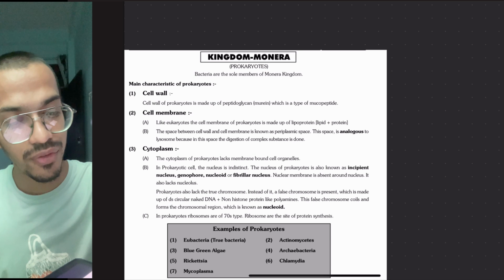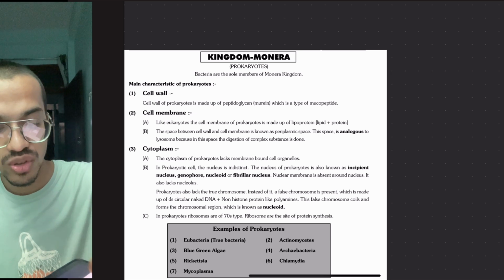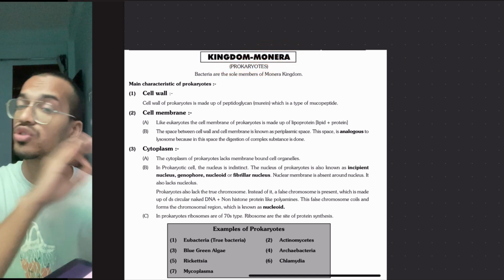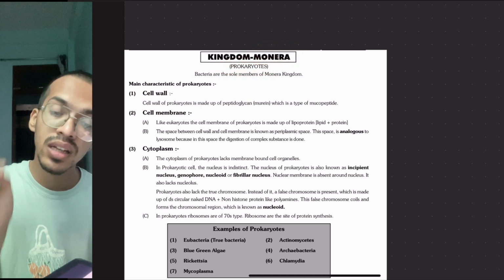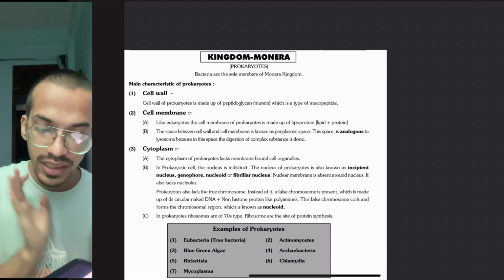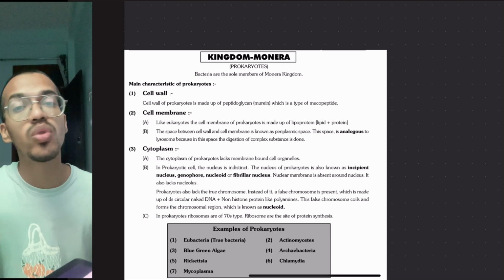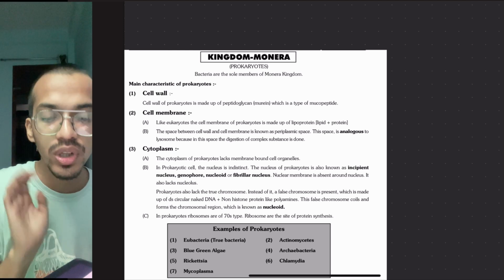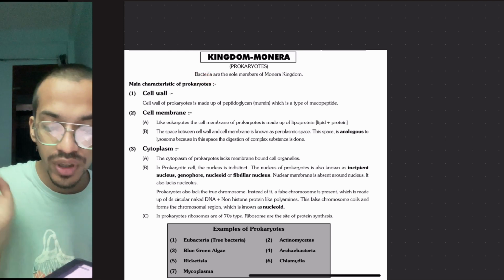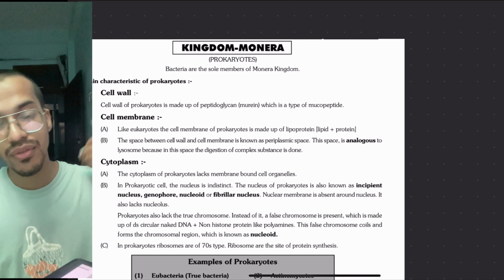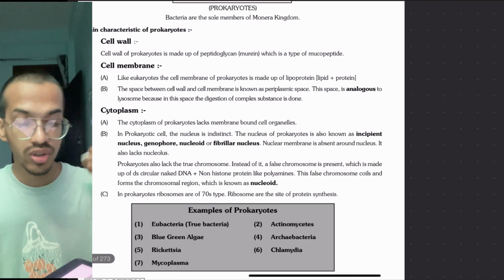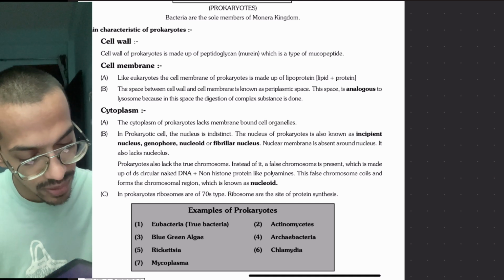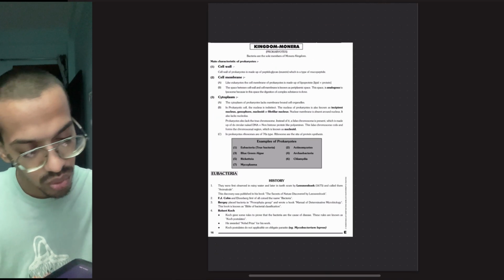Now, first thing you have to remember is that Kingdom Monera has all prokaryotes, means they are prokaryotic cells, a characteristic feature. No other kingdom has a prokaryotic type of cell, only the Monera has. The members of this kingdom are bacteria. Different types of bacteria are put into this. Moving on, we have to study about the characteristics of the prokaryotes. The prokaryotic cell has certain features present in it, so we're going to be studying those things.